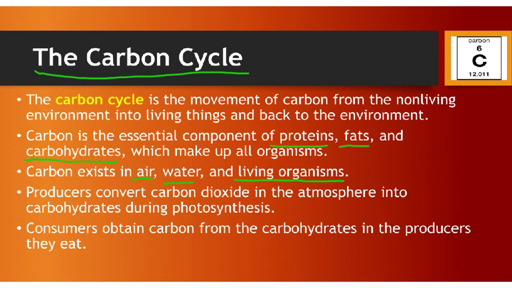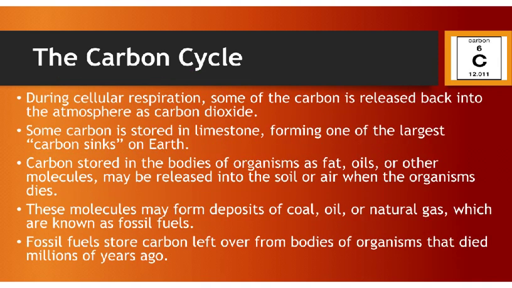Producers pull carbon out of the atmosphere and turn it into carbohydrates. So they convert carbon dioxide, which has carbon in the atmosphere, into carbohydrates during photosynthesis. And then we take those carbohydrates as consumers as we eat the producers. After we eat the producers and get those carbohydrates in our bodies, we perform cellular respiration, where we take the carbon and we release it back into the atmosphere as carbon dioxide.